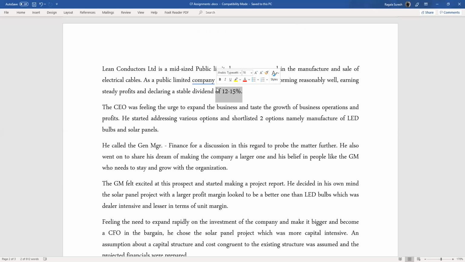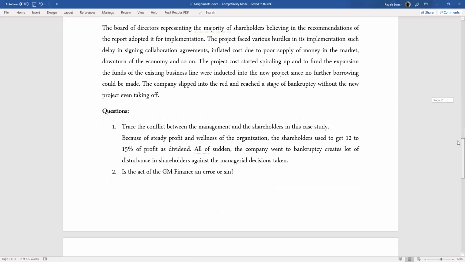Conflict means, what is the contradictory part we have to discuss there, no? So between the shareholders and... one second, what is the question actually? The question is: trace the conflict between the management and the shareholders. Here, management means the CEO, board of directors, and GM Finance. They all took the decision. The shareholders weren't even aware of it, right? What the company is doing, because it wasn't exposed in the financial reports either, because the project has not started yet. Before starting the new project itself, the company went into bankruptcy.